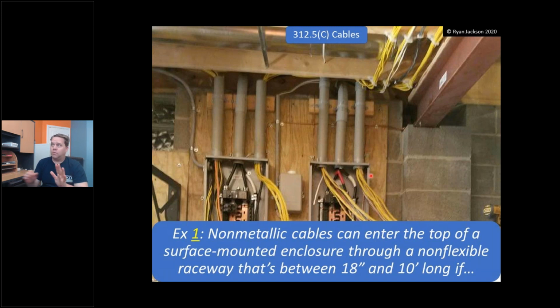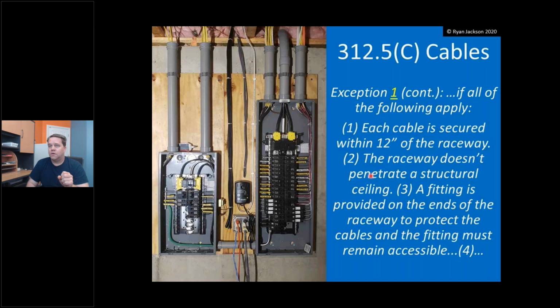So far, we've got 5 things that we have to comply with. Non-metallic cables, top of the enclosure, surface mounted enclosure, non-flexible raceway, 18 inches to 10 feet long. And we haven't even started yet. And we've already got 5 things we have to do. In addition to those 5 things, each cable has to be secured within 12 inches of the raceway. So the cables go through the raceway, they leave the raceway, and up here within 12 inches, they have to be secured. Number 2, the raceway is not allowed to penetrate a structural ceiling. And looking at this, looks like we comply.